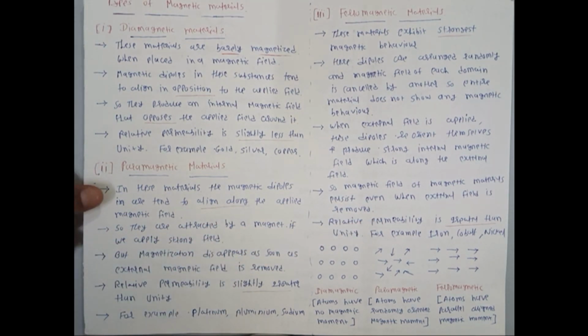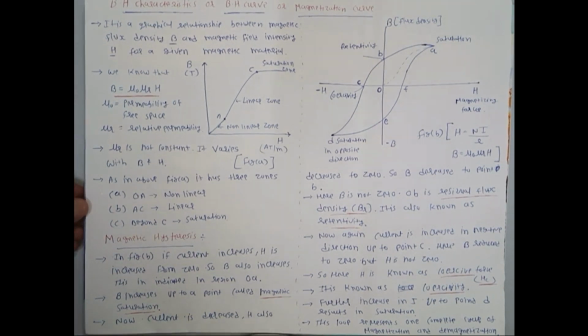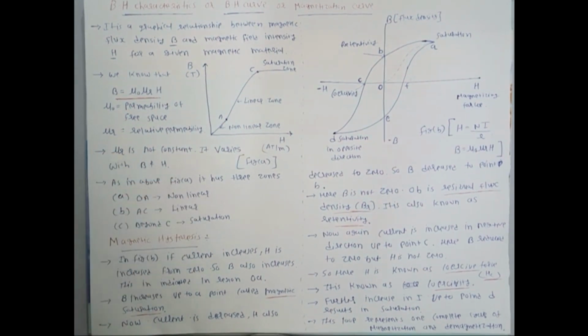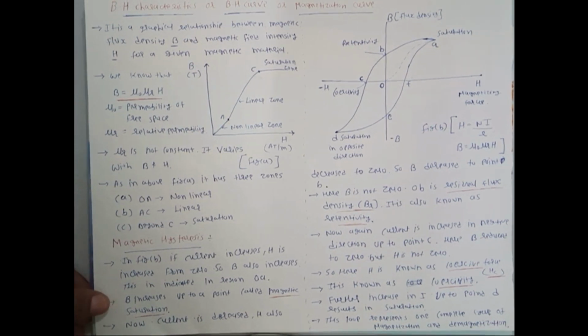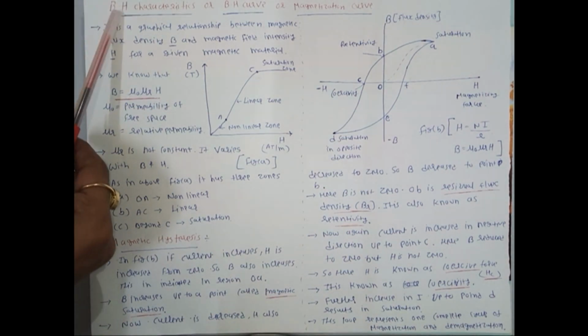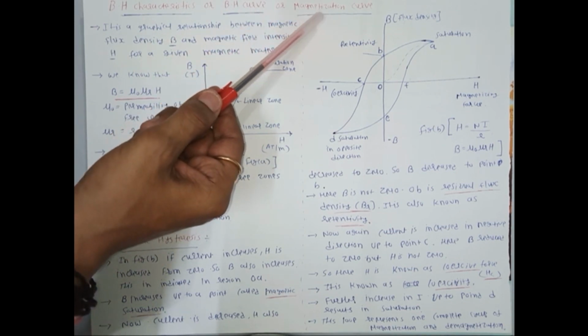The next topic is the BH curve or BH characteristics. The second topic is the BH characteristic or BH curve, or we can say the magnetization curve.